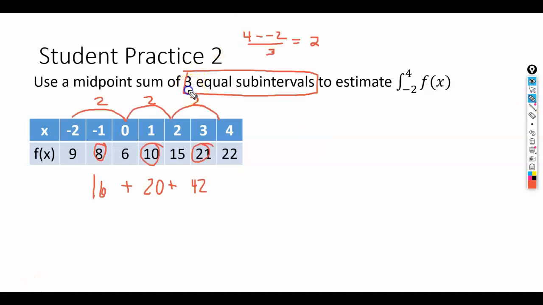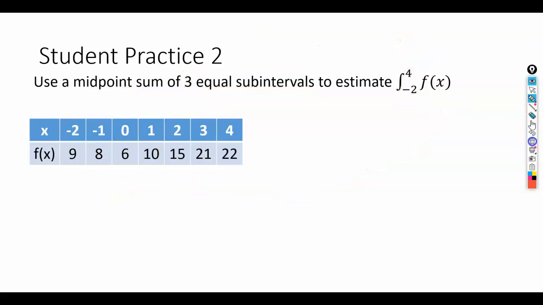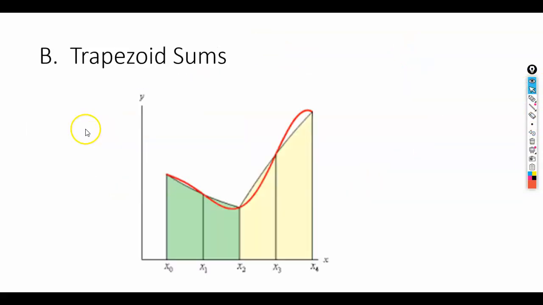Okay, so the 3 intervals in a midpoint sum, we do last and first subtracted divided by 3 to give us 2. So we go by 2's for our bases. And the midpoint height is 8, 10, and 21. So multiplying the base times the height, we get 16, 20, and 42. And we just would add all those up. And that is our approximate answer for this particular Riemann sum.